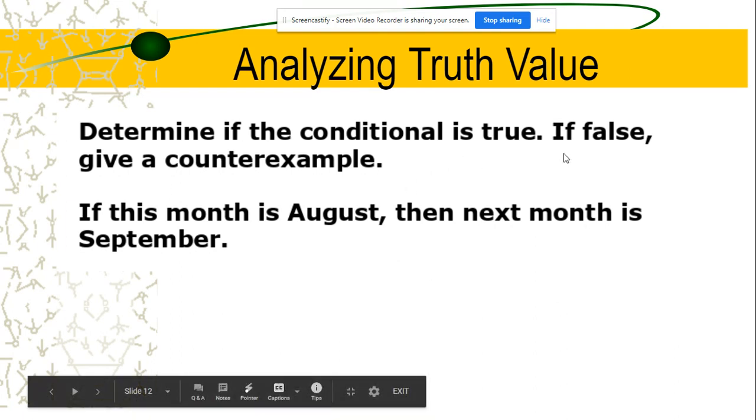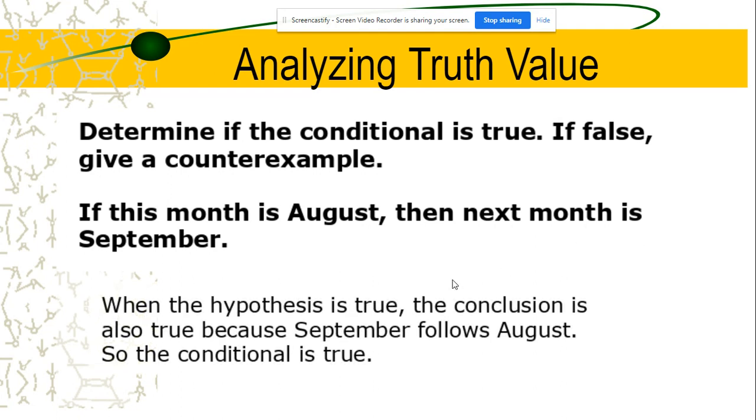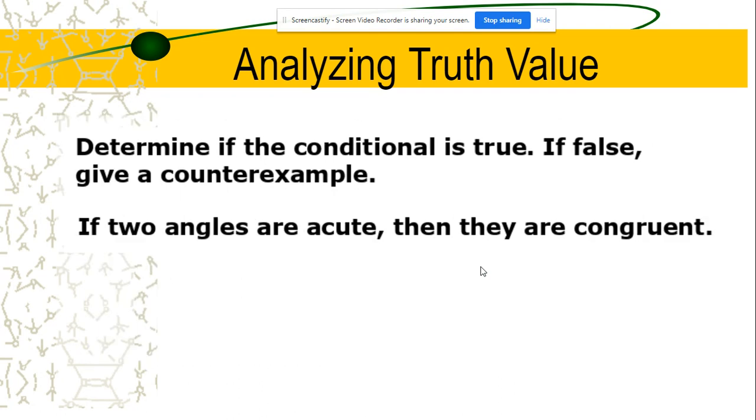Let's determine if this conditional is true. If it's false, we're just going to give a counterexample. If this month is August, then next month is September. So the hypothesis comes after the word if. So the hypothesis, this month is August. The conclusion is next month is September. So that's true. When the hypothesis is true, the conclusion is also true. In this case, September follows August, so this is true.